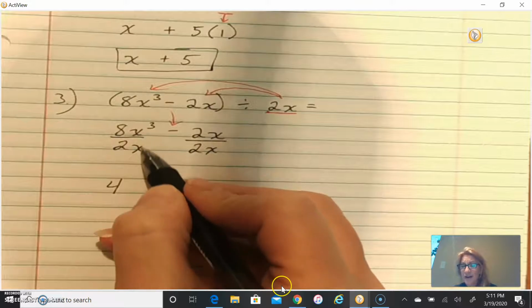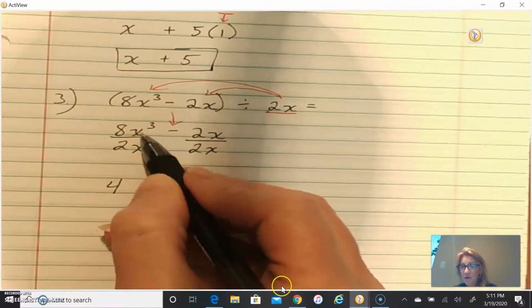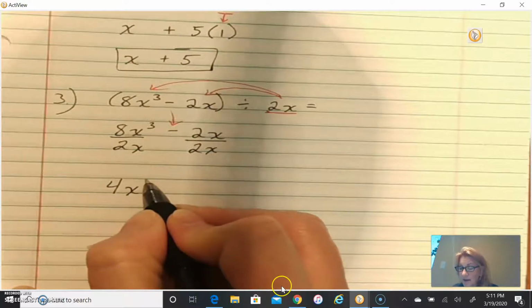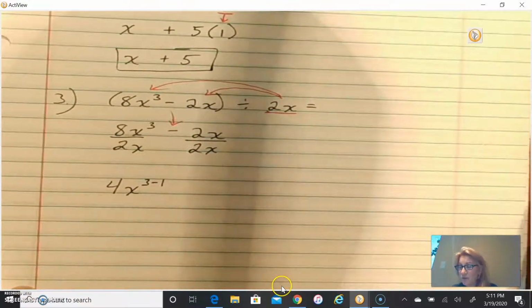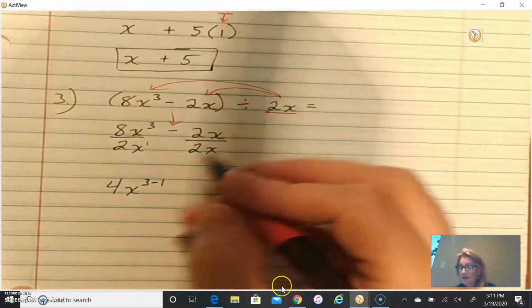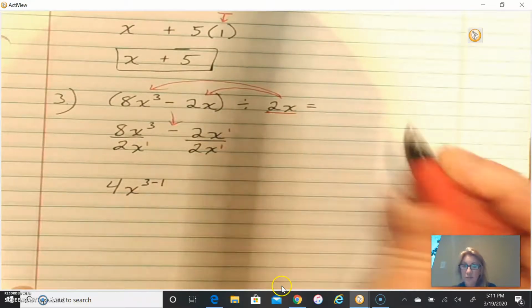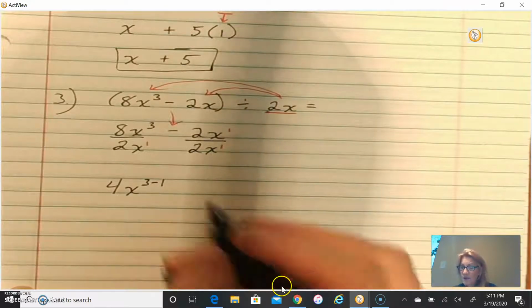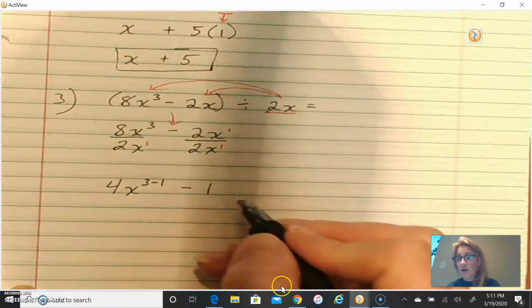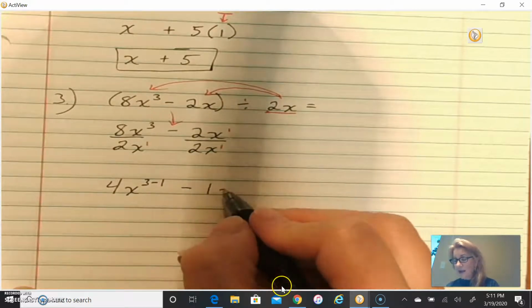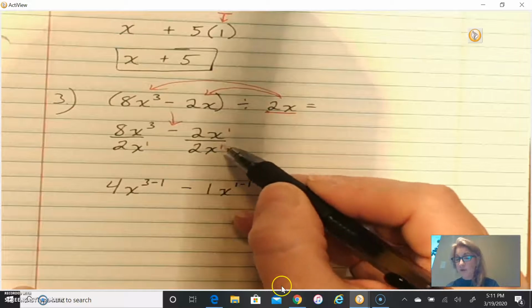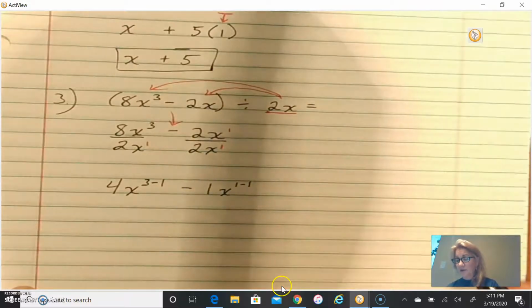And remember, we're dividing. The bases are the same here with this variable, so we subtract the exponents. This would be x to the 3 minus 1, because remember, if you do not have an exponent, we pretend there's a 1 there. Same with these right here. We're going to pretend there's a 1. Minus, what's 2 divided by 2? That's 1. And then we have x to the 1 minus 1, because the bases are the same. We're dividing, so we subtract the exponents.